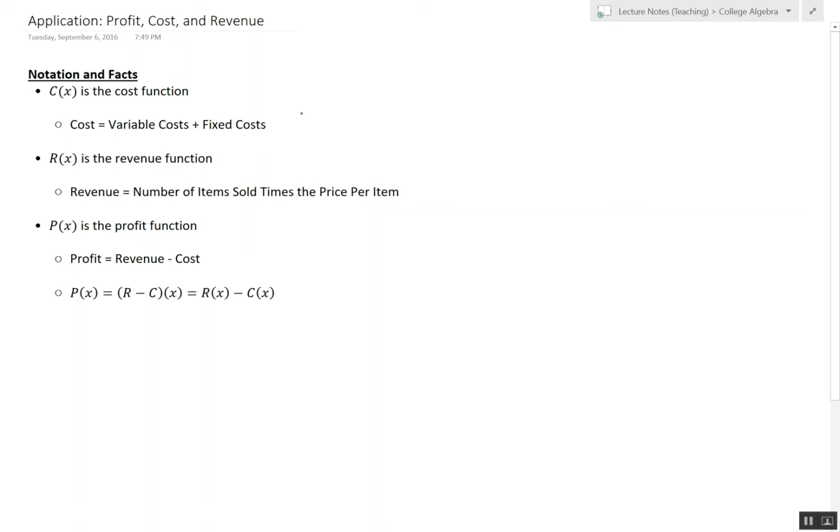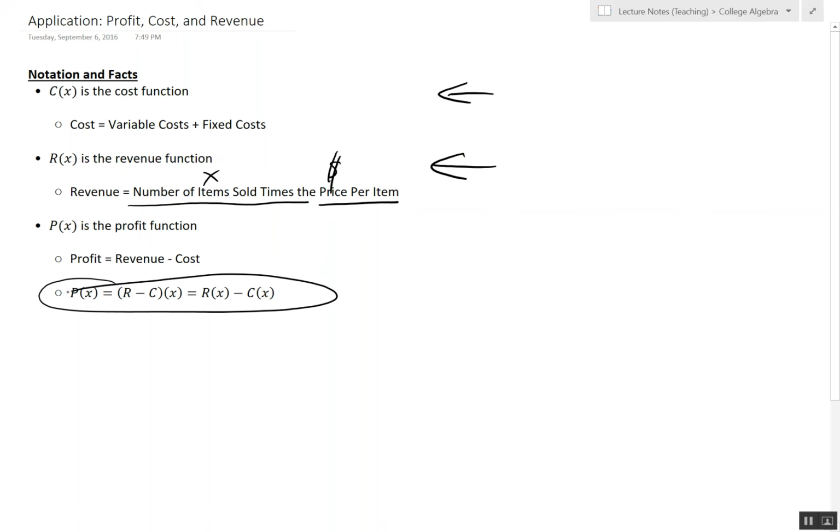Revenue is simply the number of items sold times the price per item. So basically the number of items sold is just going to be a variable x, and so we just need to multiply that by the price per item. And then profit is just you take the revenue function and subtract off the cost function. And so we just have that in notation right here, and that's where this applies to this section.